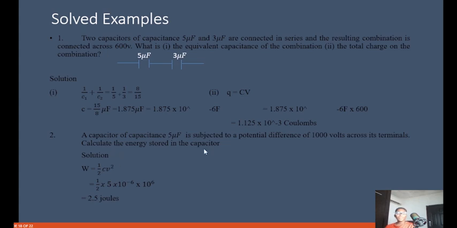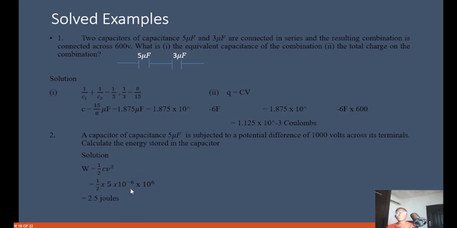A capacitor of capacitance 5 microfarad is subjected to a potential difference of 1000 volts across its terminal. Calculate the energy stored in the capacitor. So we have to check the formula we are given. We were given the capacitance, we were given the volts. So what is the normal formula to use to find the energy, like the work done? So the W, which is this, is 1/2 CV square.